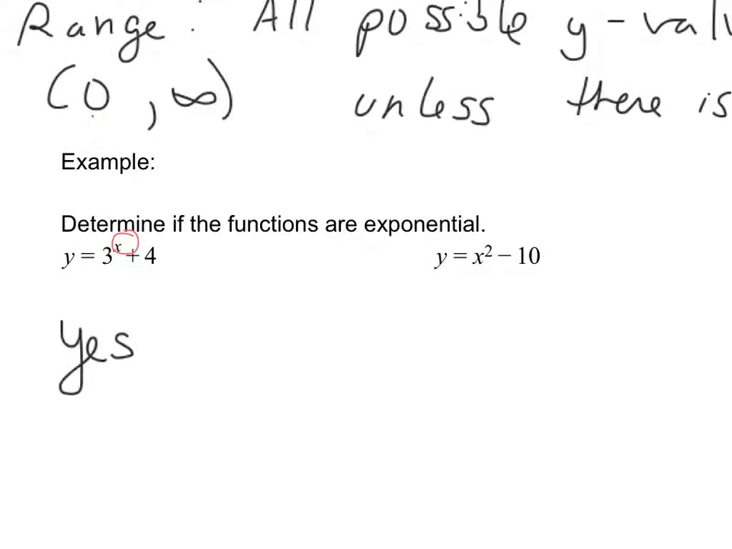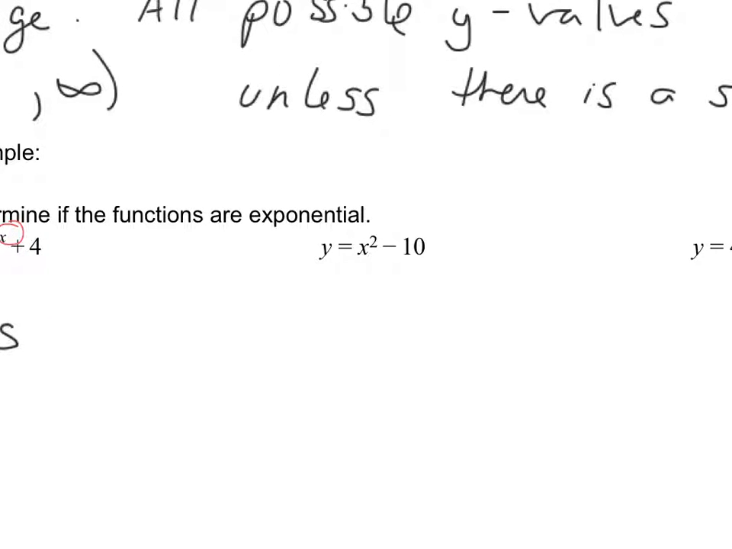The second one here, y equals x squared minus 10, hopefully you recognize this is not exponential. Because there's an exponent, but the exponent's a 2. We always want the x in the exponent for it to be exponential. This is actually quadratic. This is what we studied in Module 4 quite a while ago.